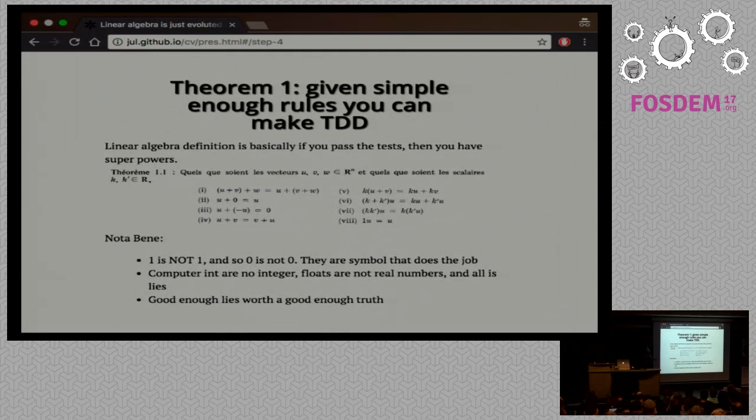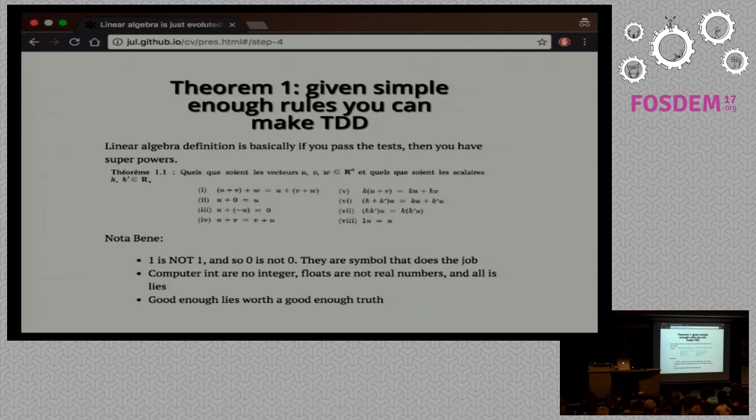Basically, as you see, we've got associativity, a neutral element of addition, a neutral element of multiplication, and so on. And I want to point out that one is not one. You will see it later. Zero is not zero. Computer ints are not integers, and real numbers are not floats, but a good enough lie makes a good enough truth. And I will try to prove it to you with code.